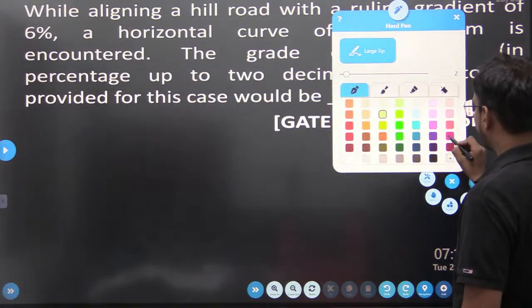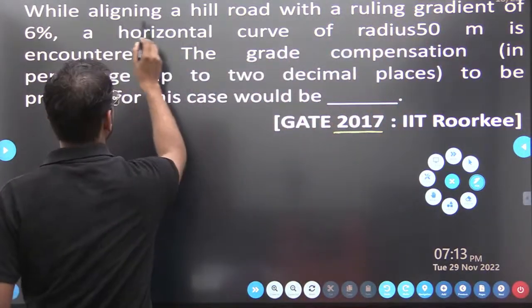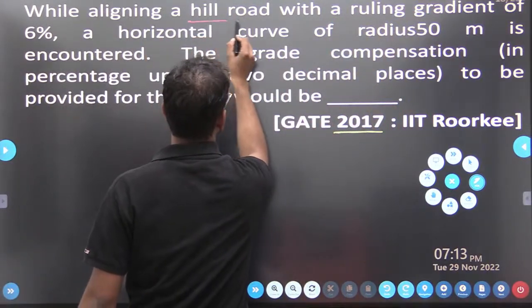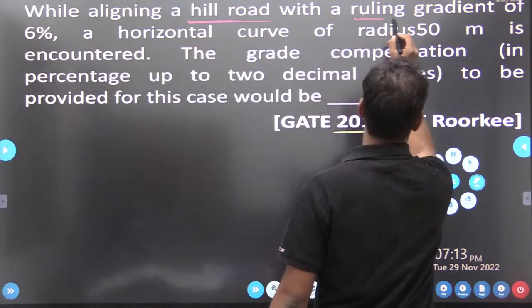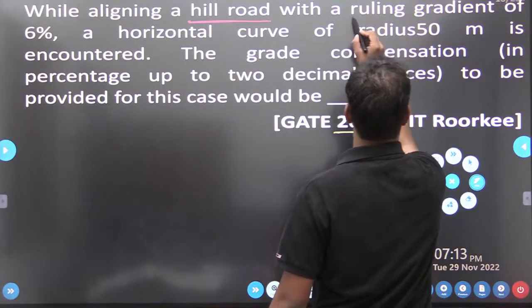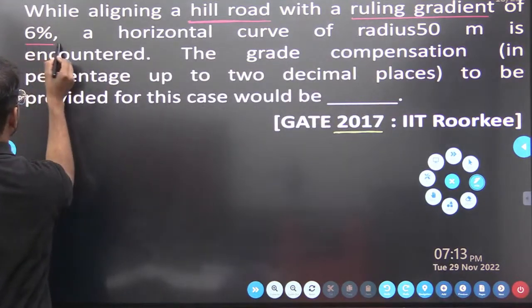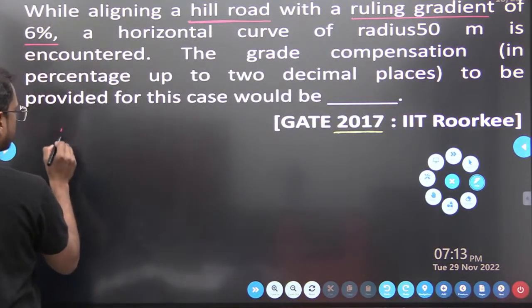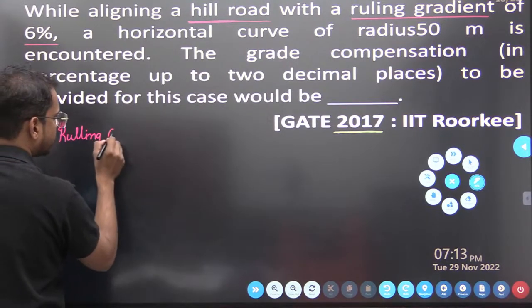Now see what the question is. While aligning a hill road with a ruling gradient of 6%. So the ruling gradient is already given in the question.